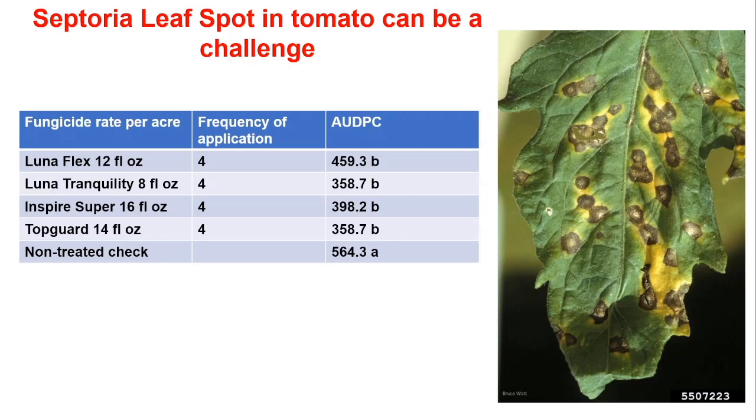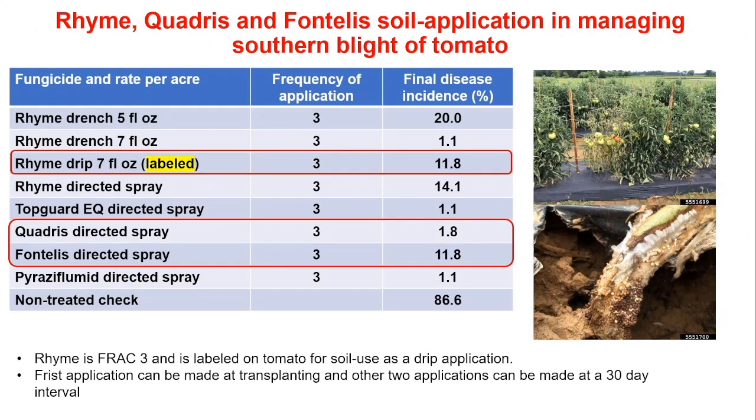Four shots, 10 days apart. All of them did well. This is the AUDPC value, the total disease in a season. All of them did well compared to the non-treated check. So all of these are actually labeled on tomatoes. You can use these in rotation, and of course have a Bravo in between. That's the good news. Okay, there's something new I want to talk about.